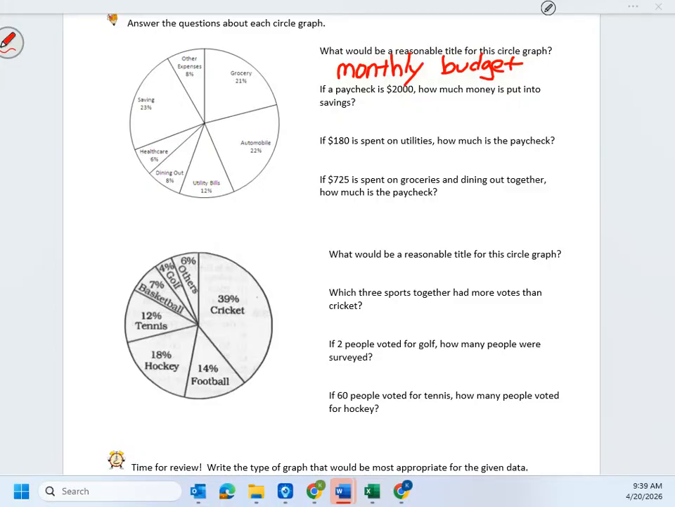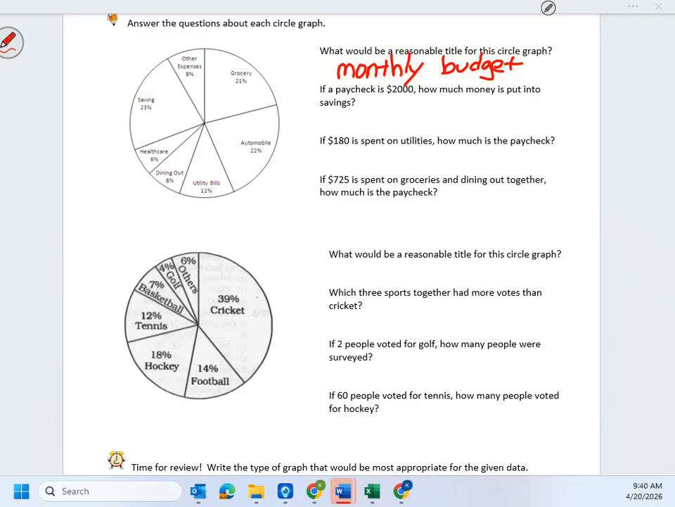If we added all those percentages up, what's it going to equal? Fernanda? 100%. The full circle is 100%. So we're gonna say 100% of our money for the month, our monthly paycheck, is $2,000. How much money is put into savings? How do we find that? What math do we have to do, like from our front page? How much money are we putting into savings?